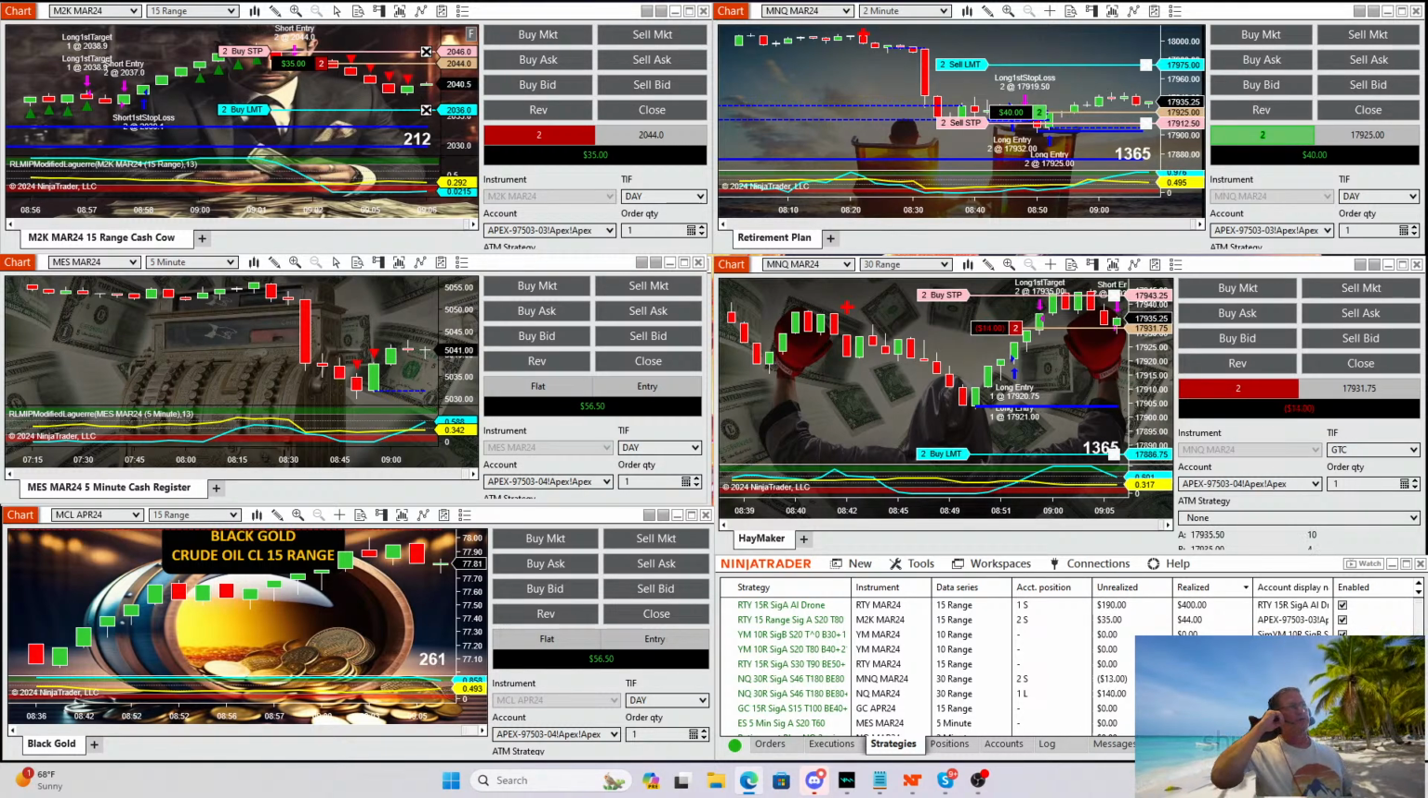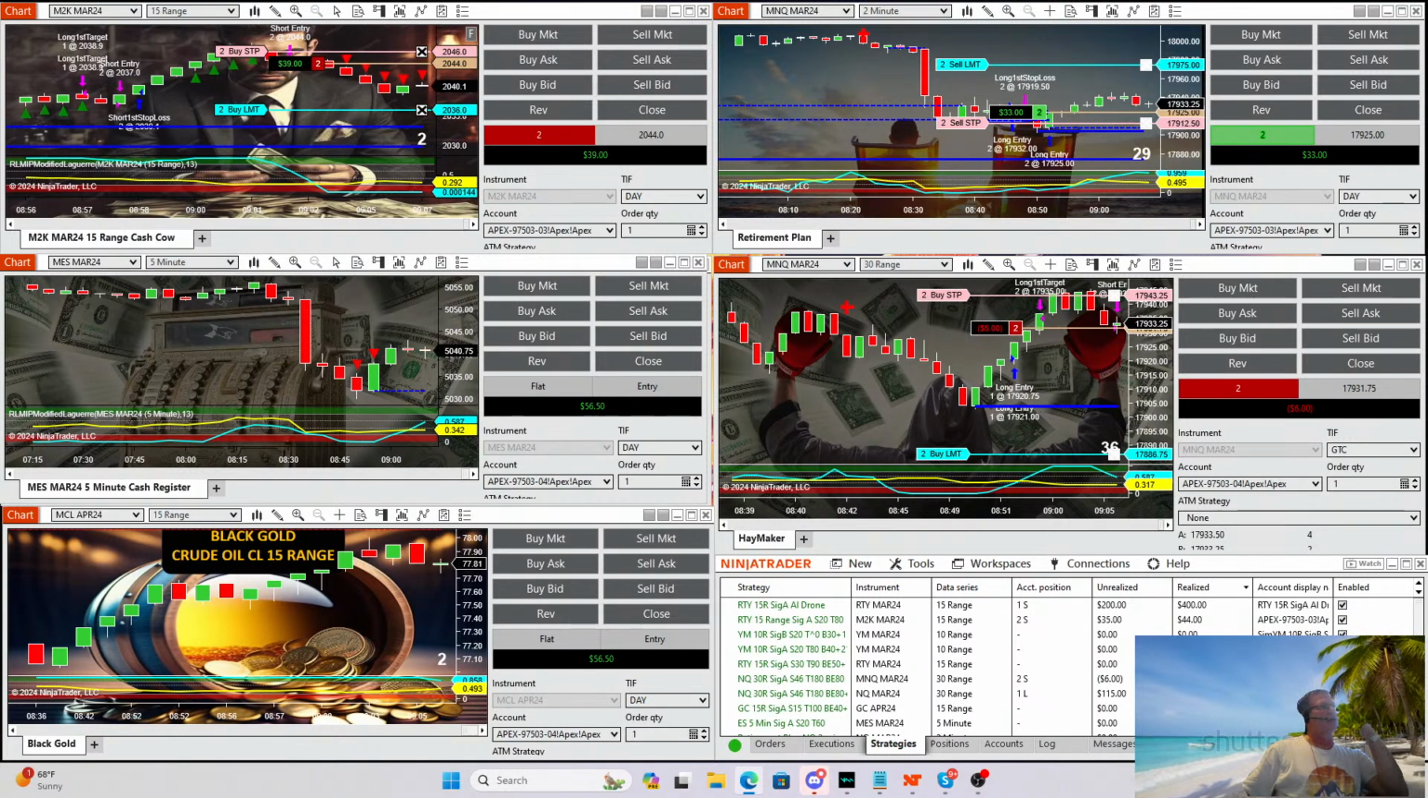Well, we're going to just give it some room here on the Russell. As much as I want to pull my stop down a little bit, let's wait for it to head back down.